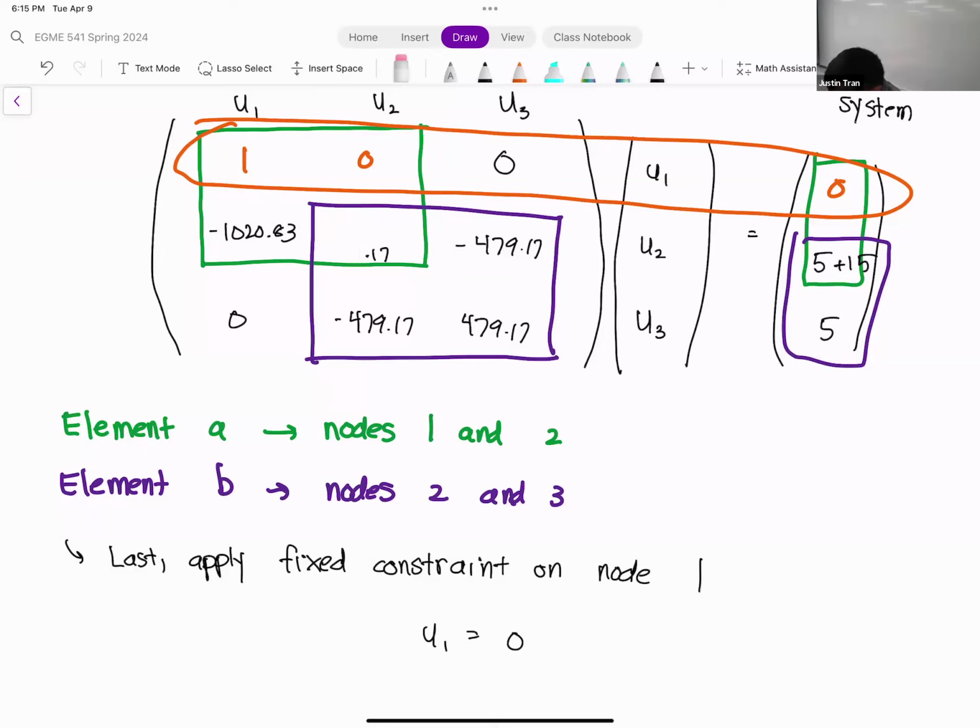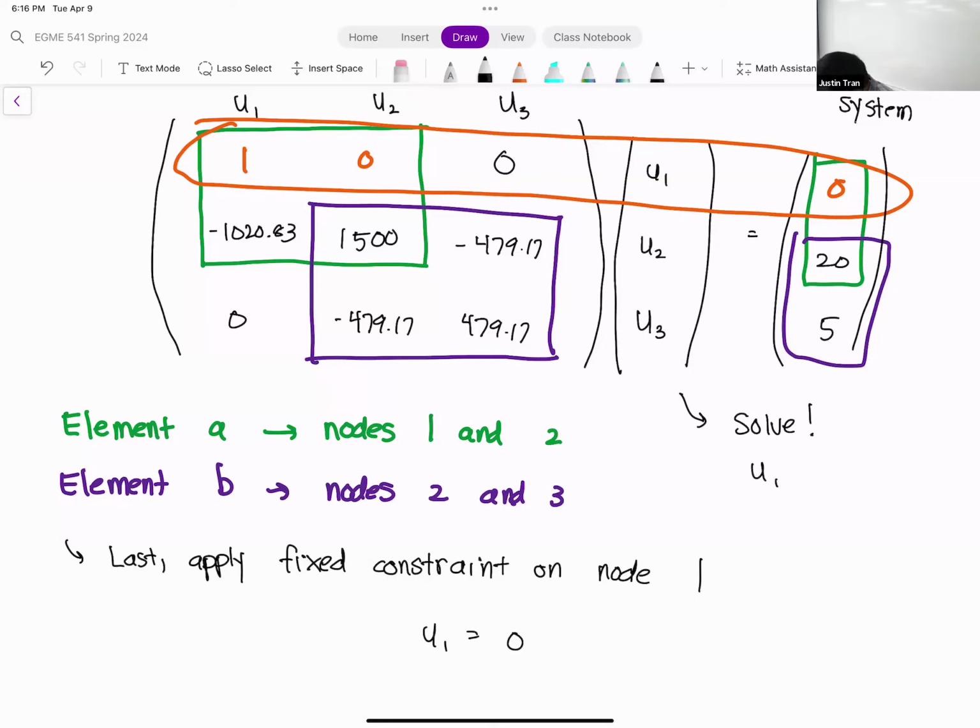Let me go ahead and sum everything that needs to be summed here. In this middle part here, those two things add up to 1500. And on the forcing vector side, those two things add up to 20, 15 plus 5. Now that we have the system in this form, we are ready to solve for a solution. You can solve this whatever way you want, in your calculator, MATLAB, whatever.